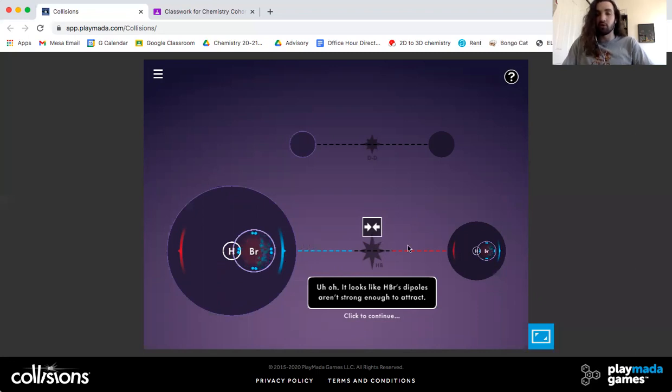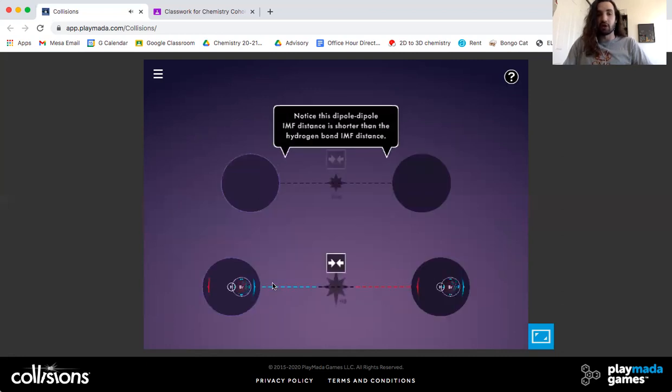And they're trying to see, ooh, is the positiveness and negativeness strong enough to attract each other to form an intermolecular force? This is not a bond, but this is just like a force that's trying to stick them together. Uh-oh, looks like these aren't strong enough to attract. Interesting. So an HBr is not going to form a hydrogen bond, even though there's hydrogen in this molecule.